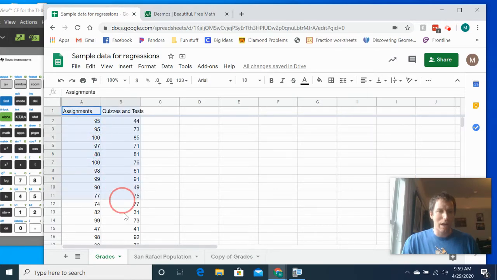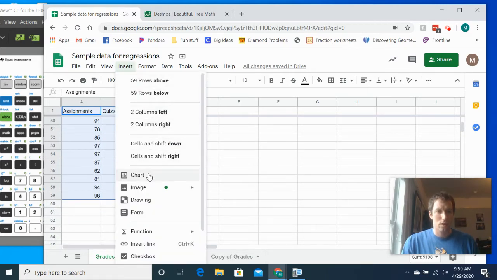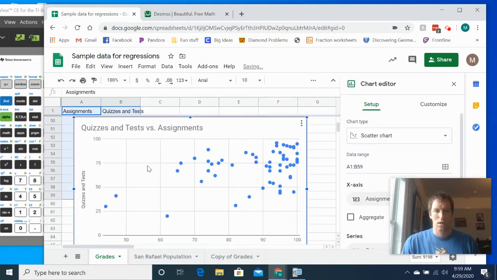So I'm going to highlight these two columns here in Google Sheets. I'm going to go Insert, Chart, and I have this nice scatter plot. Now what we see here is the first possible category of data. It isn't super clear that these two variables are related at all. It sort of looks like someone just sneezed on the page or flicked a paintbrush at it. They're all pretty spread out.